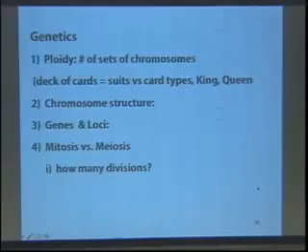A few reminders of this. Ploidy, number of sets. So when you play with a deck of cards, there's 4 suits. Hearts, clubs, diamonds, spades. Those are the suits. Those are the ploidy. But there are 13 types of cards. Chromosome structure, we'll go over that. It's composed of DNA and protein. Genes and loci, we've gone over that.